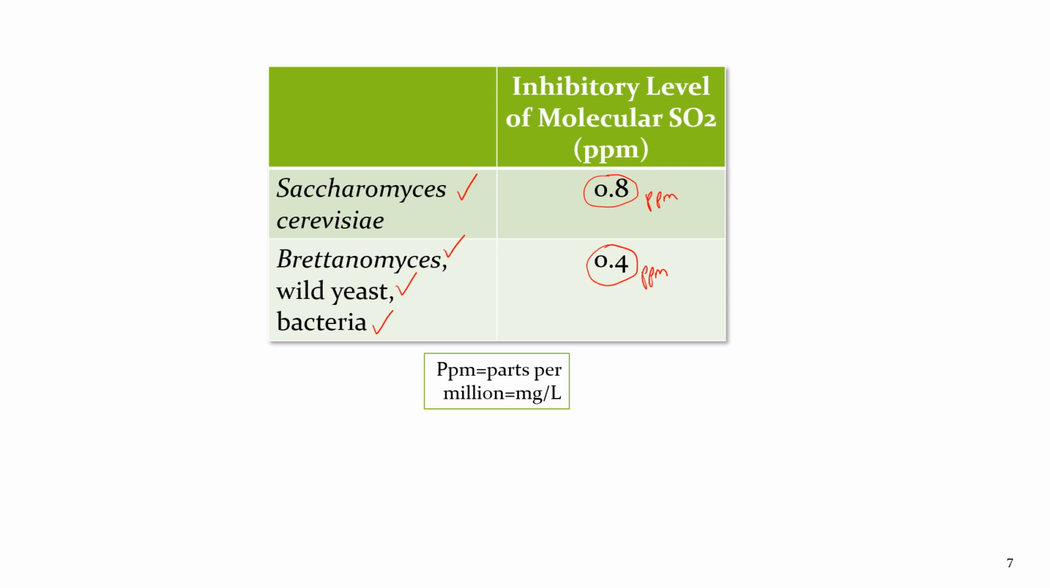But we're going to pick a target. If I'm worried about spoilage by Saccharomyces cerevisiae, I'm going to pick 0.8 parts per million as my target. If I am worried about spoilage by bacteria, say Lactobacillus or something like that, I'll pick a target more like 0.4 parts per million molecular. So I have to do that before I make my addition because I want to know what my target is.